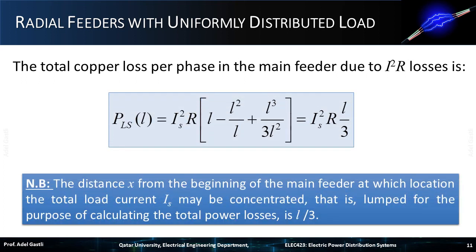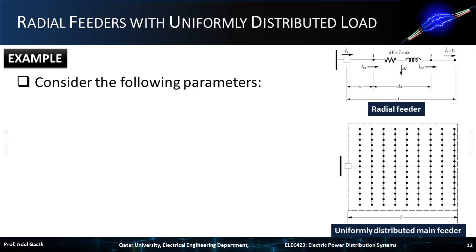Note that the distance x from the beginning of the main feeder, at which location the total load current Is may be concentrated, that is, lumped for the purpose of calculating the total power losses, is L over 3. Let's consider a numerical example for the previous uniformly distributed load system.